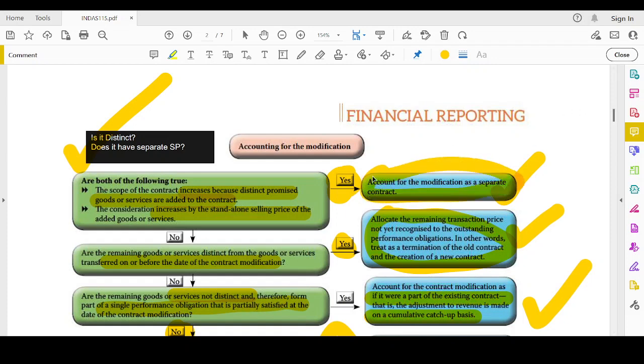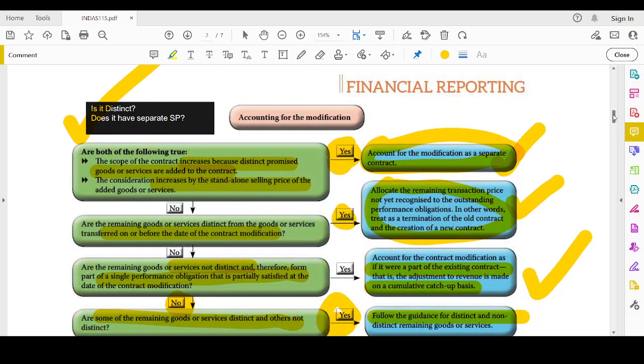Now, if there is one compromise I'm making, and the remaining goods or services are closely similar to, or rather distinct from, the goods or services transferred on or before the date of the contract modification, I supplied some goods earlier, and what I'm going to supply now is distinct. Then, if yes, you have to treat it as a cancellation of the original contract and a creation of a new contract.